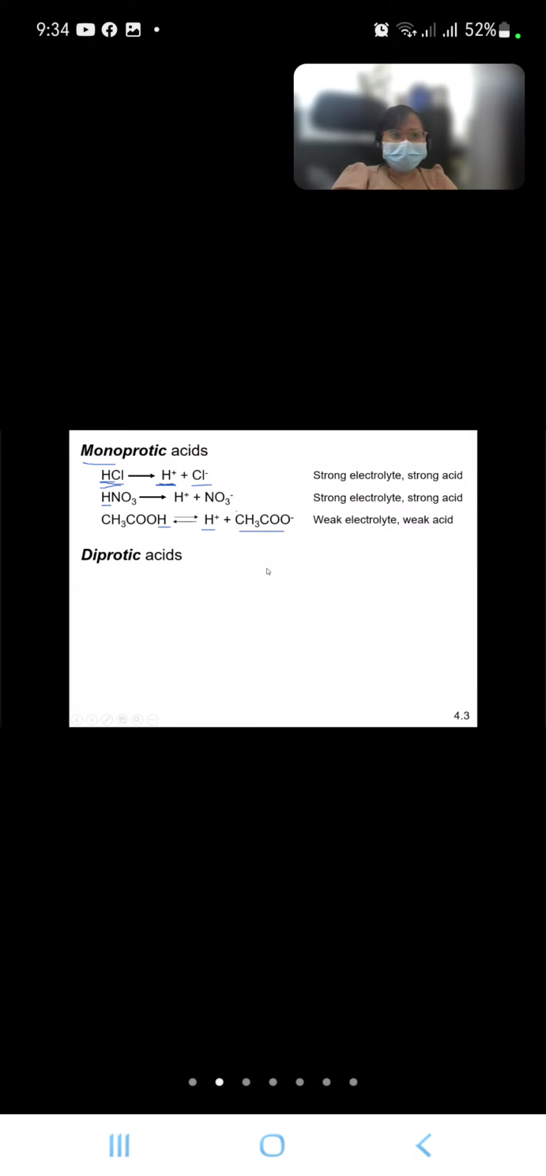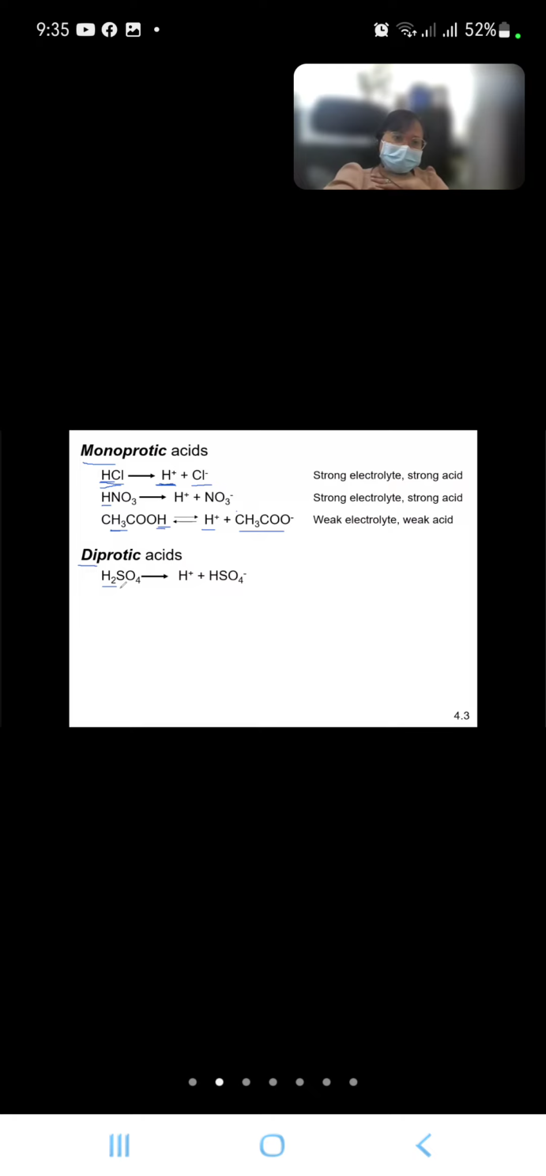Now, for diprotic acids, the prefix di means 2, which means that the acid has 2 ionizable hydrogen ions. Okay, for example, H2SO4, or sulfuric acid. So, pwede siya ikaduha mo ionize because it has 2 hydrogen ions. By the way, kining hydrogen nga naa diri sa iya, dili na siya maapil og ionize, ha? Kini lang ang pwede ma-ionize.